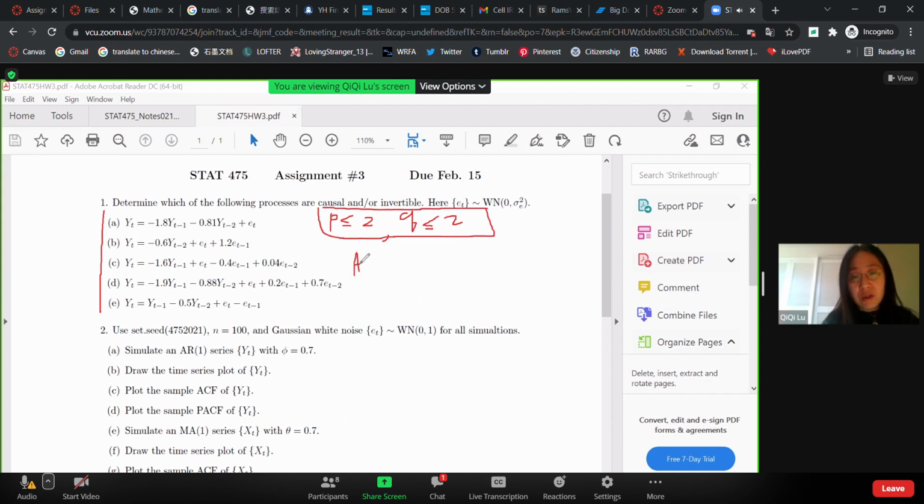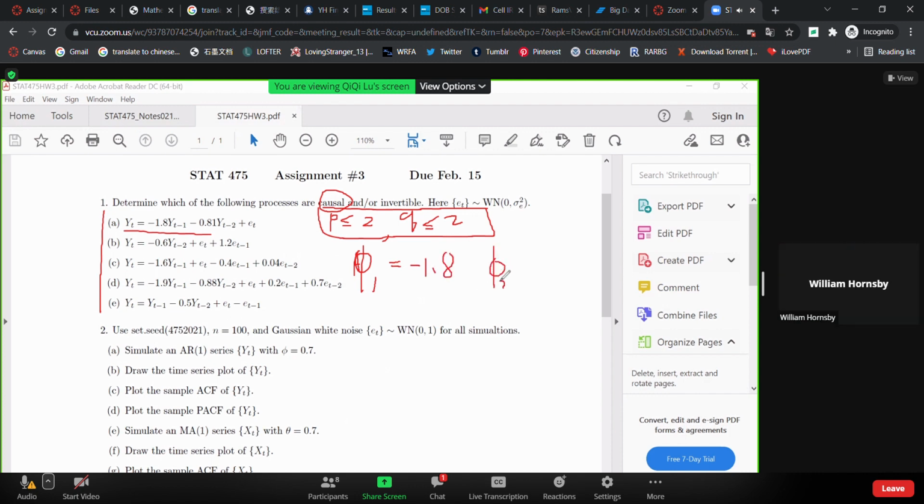So causal is only related to the AR part. Invertible is related to invertible time series. You check the condition, it's only related to the MA part. So if you want to check causal, you have to find the coefficients for the AR part. For example, the first one, phi1 is negative 1.8, right? Yes. Phi2 is negative 0.8.